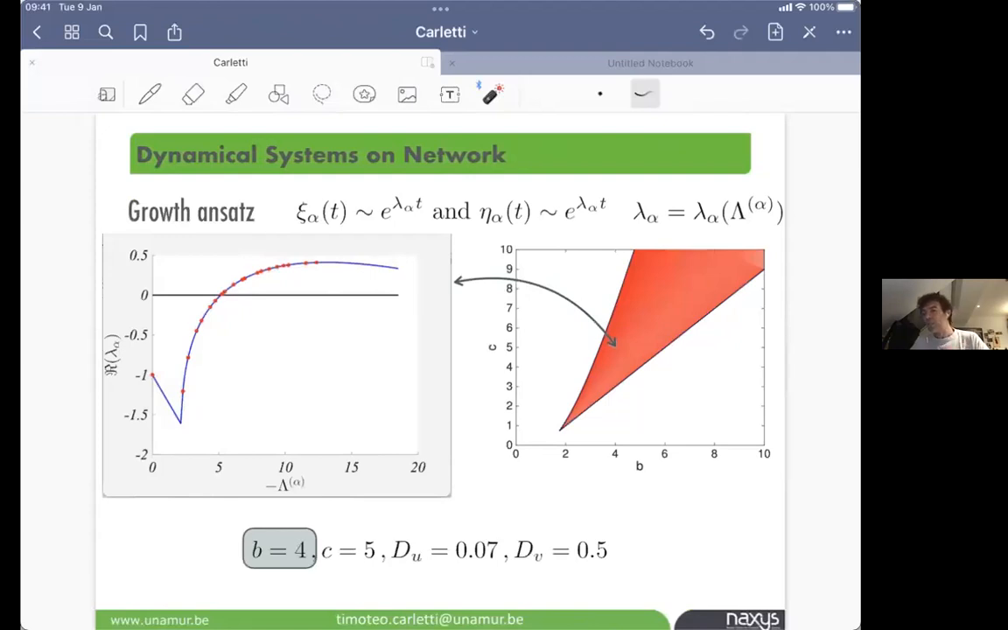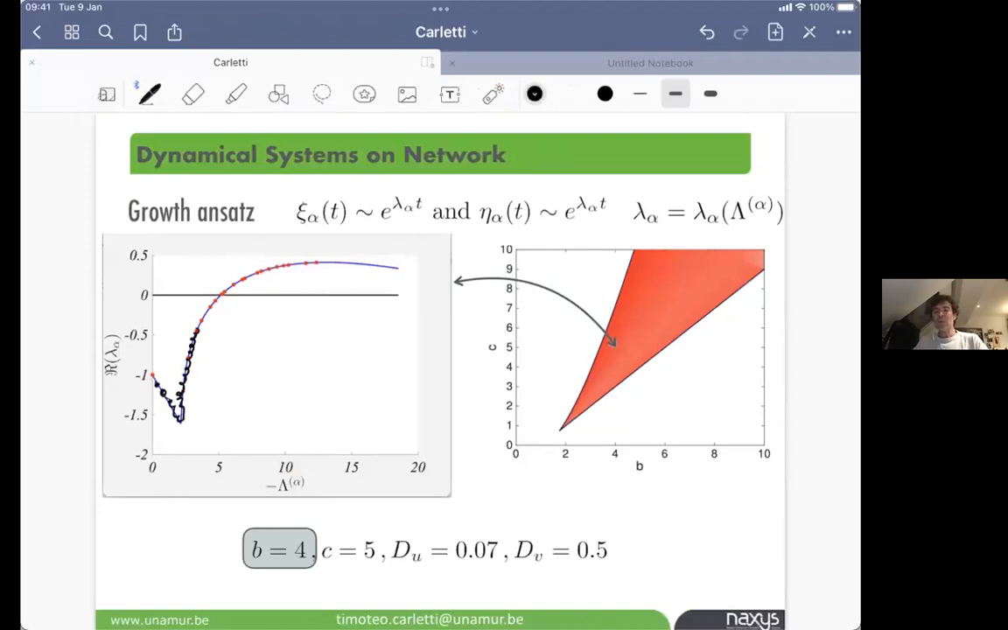And just the last point, as I told you, the network is here. So now I can play with the network, but I cannot play on the blue curve, because the blue curve is what the system tells me. Where I put the red dots is determined by the network. So if you choose a network such that all the dots stay here, then you will not have a Turing pattern.